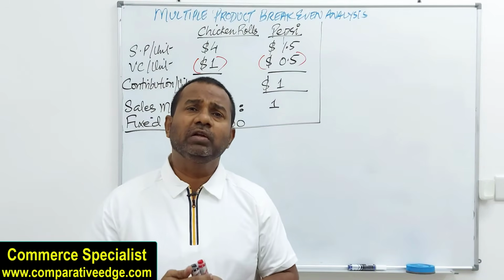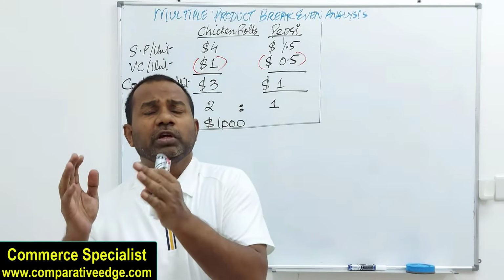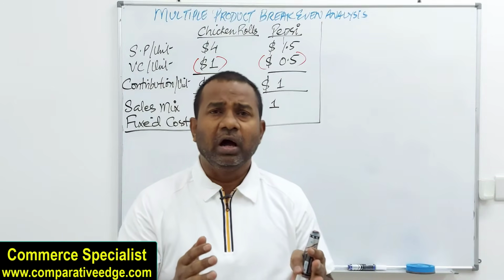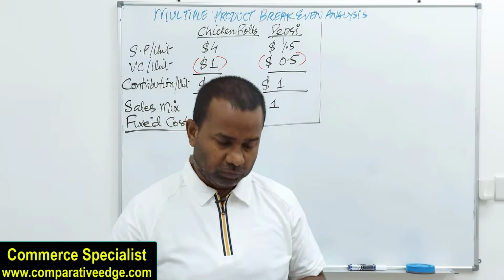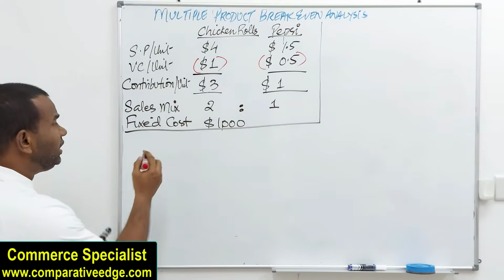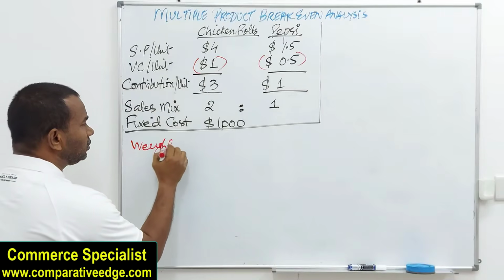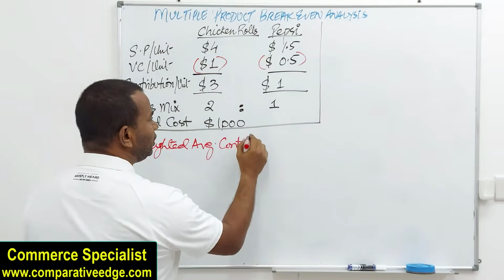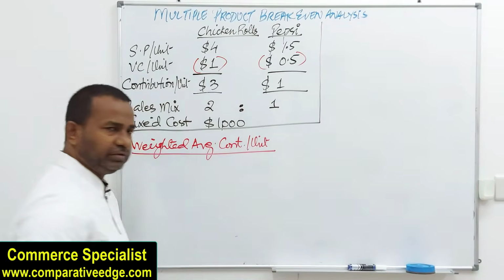What are we trying to calculate? We're trying to calculate how many chicken rolls and Pepsi cans are necessary to be sold in order to break even. So what do we do here? The very first thing we need to calculate is weighted average contribution per unit. Weighted average contribution per unit.